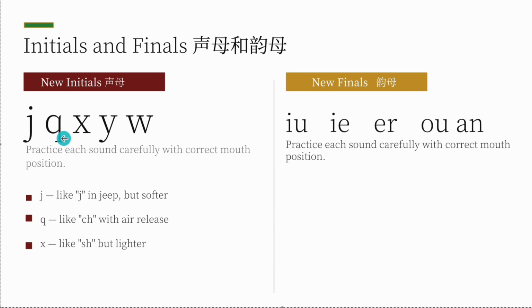Ji, qi, xi, yi, wu. This J sound is like the J in Jeep, but it is way, way softer. This word softer is very, very important. Please don't ignore it. You will feel just a slight rush of air from your mouth.